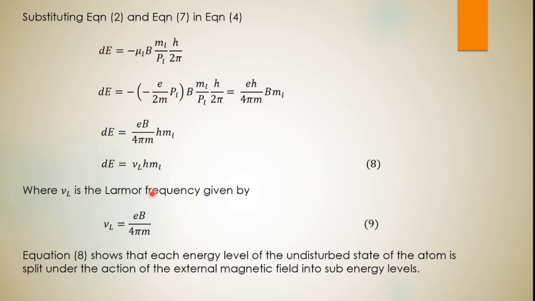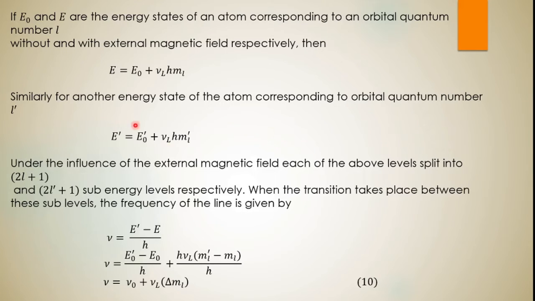So mu L here is the Larmor frequency given by eB by 4 pi m. This equation shows that each energy level of the undisturbed state of the atom splits under the action of an external magnetic field into sub-energy levels. Therefore, if E0 and E are the energy states of an atom corresponding to an orbital quantum number L without and with an external magnetic field respectively, then E is equal to E0 plus mu L into h ML. So mu L into h ML represents dE here.